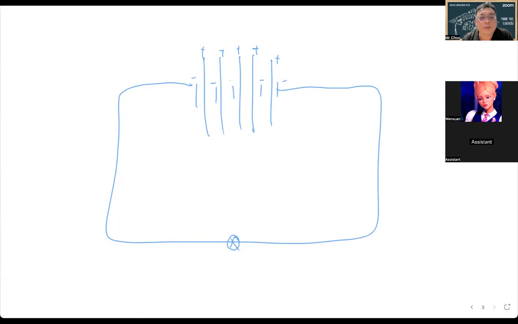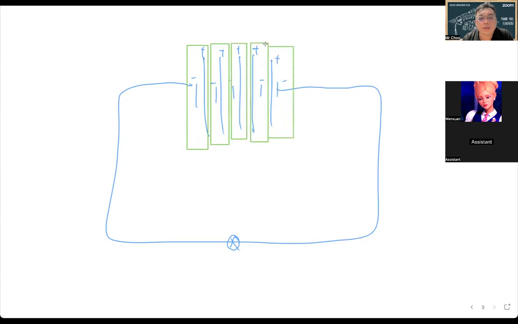Let me draw boxes so that maybe it's easier for you to see. I got one battery here, another battery here, another battery here, another battery here, and another battery here. So I got 5 batteries. Can you see that? So I did not put them in order. When you don't put them in order, you just cancel out each other.